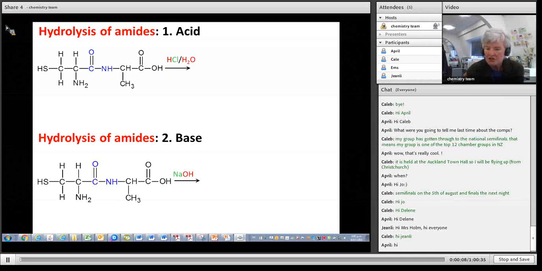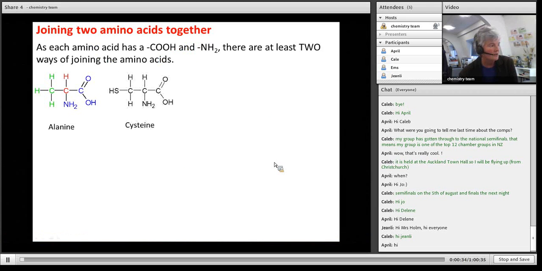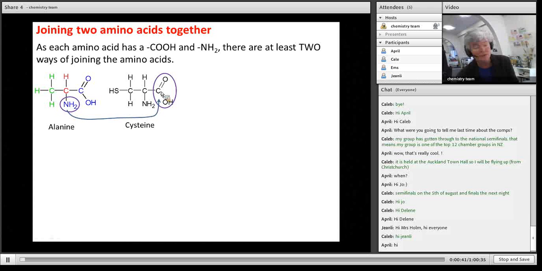Last lesson, we finished at making polymers. If we had two different amino acids, how are we going to combine them? We looked at how the amine group of one amino acid could combine with the carboxyl group of the second amino acid. So if I just go back a bit here, there's the amine of the first one combining with the carboxyl group of the second one.